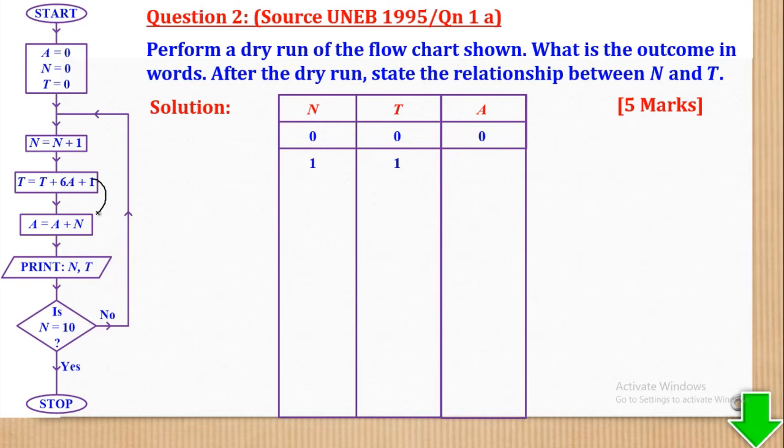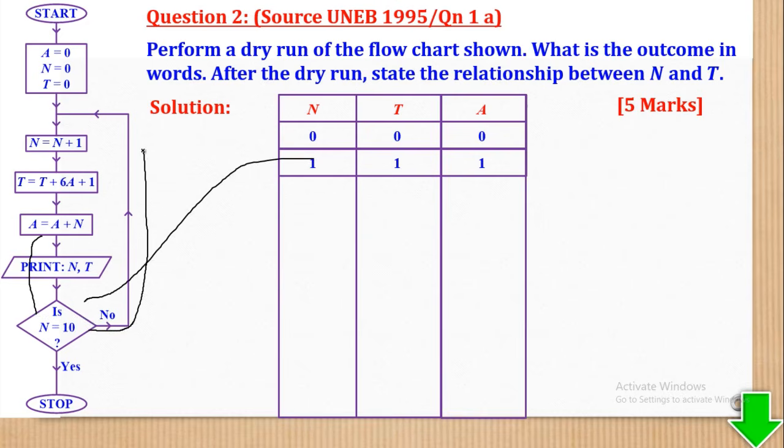Then from this you go to this. This one means that A becomes A plus N. So you look at this A and you look at this N. So when you add them, you will come up with 1. Then from there you print, and after printing you go to the decision. Is N equal to 10? This N is not equal to 10, so the arrow takes you to no, and this no will take you and you increment N.